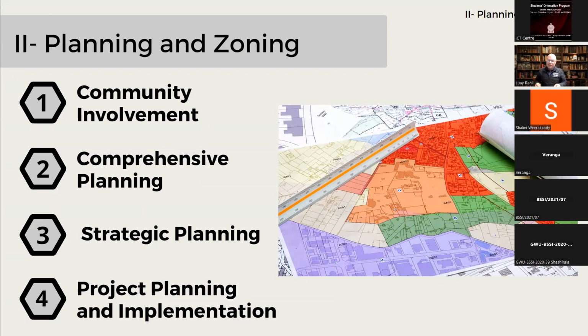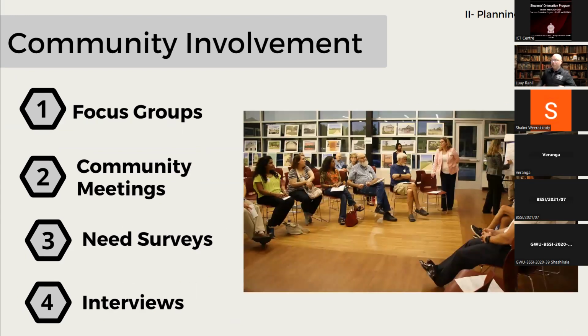So we say, okay, we have 4 steps to plan the city or to plan the organization: community involvement, comprehensive planning, strategic planning, and project planning and implementation. Community involvement. We could invite people to the city. Say, hey, you live here. What would you like to see in your city? What would you like to see in your government? What would you like to see in your university?